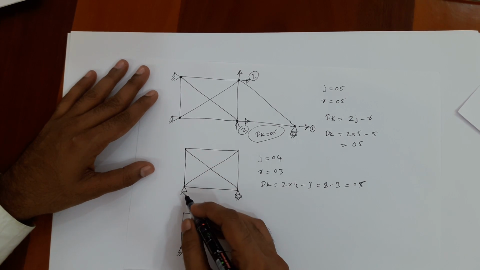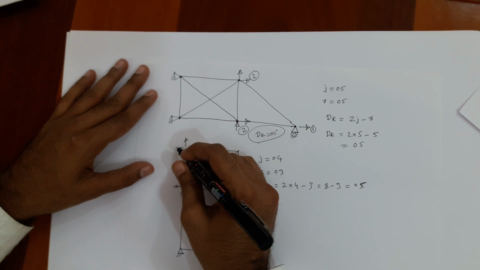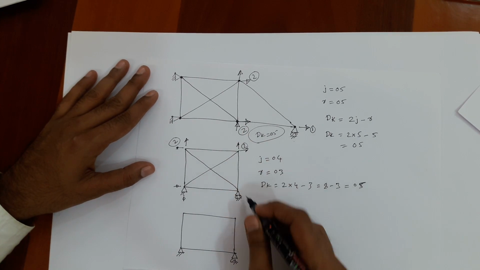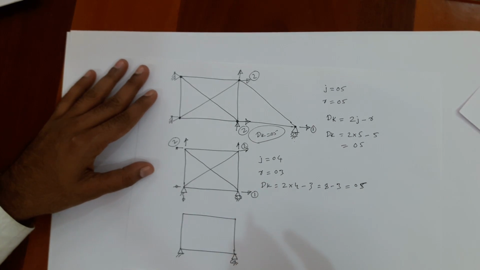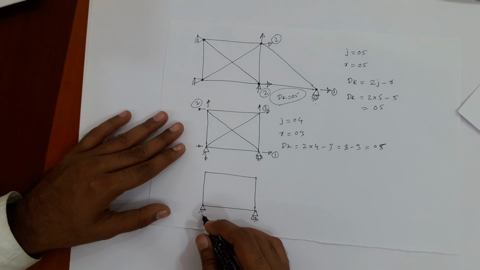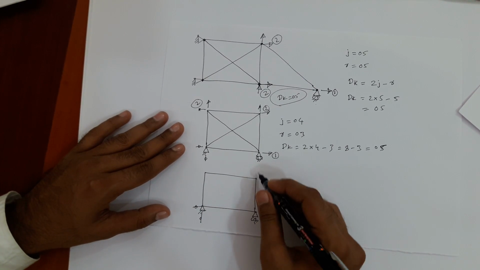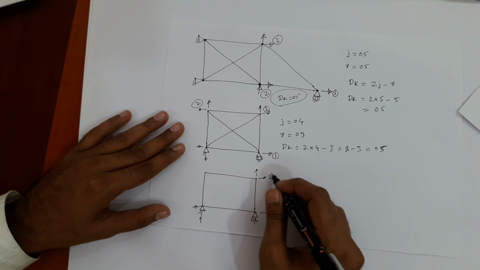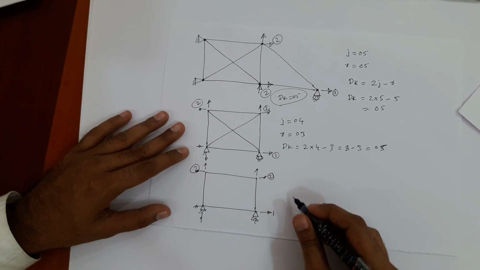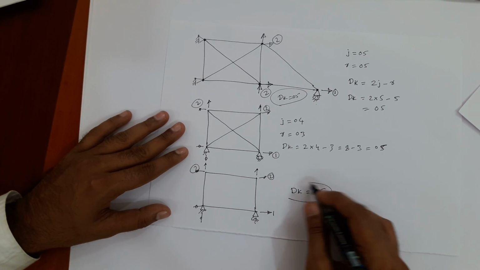You can go joint by joint. Here no deformation. Here 2 deformations. Here also 2 deformations. Here only 1 deformation. Come to this truss. Here no deformation. Here only 1 deformation. Here 2 deformations. Here also 2 deformations. So Dk for this structure is 5.